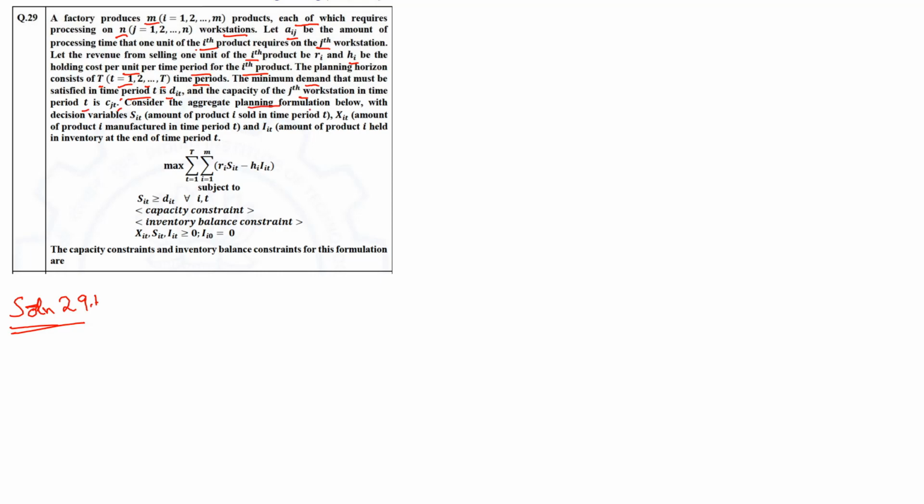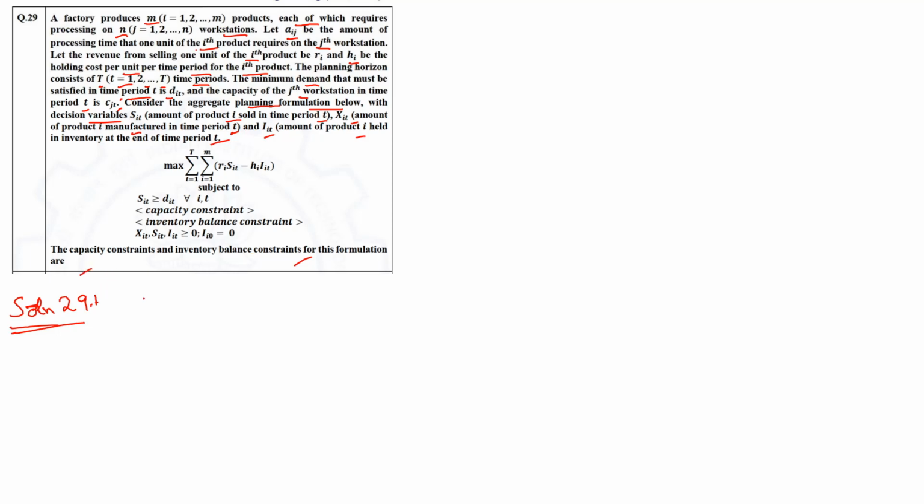Considering the aggregate planning formulation below, with decision variables sit, that is the amount of product i sold in time period t, xit, the amount of product i manufactured in time period t, and iit, the amount of product i held in inventory at the end of time period t. So we have been given the maximization of the summation over t is equal to 1 to T for the time periods and i is equal to 1 to m for the m products, right? The capacity constraints and the inventory balance constraints for this formulation we have to calculate, right?